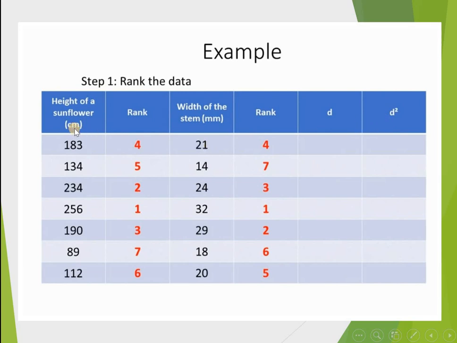Let's count how many columns we have in that table: 1, 2, 3, 4, 5, 6 columns. First, X, and second, the rank of X. Third, the value of Y, and the rank of values of Y. And then the difference between each two corresponding values. Like 4 and 4, the difference is 0. 5 and 7, it's 2. 2 and 3, and so on.